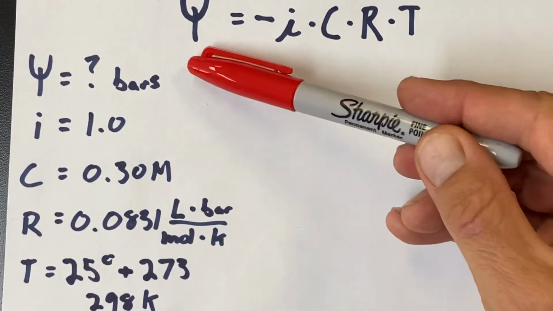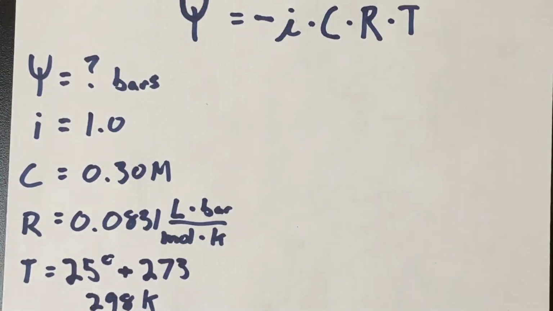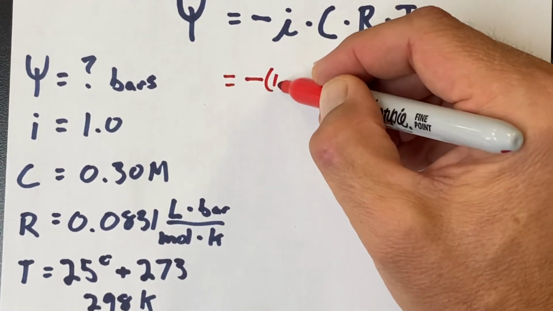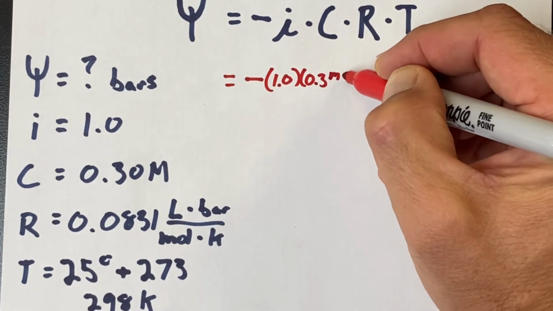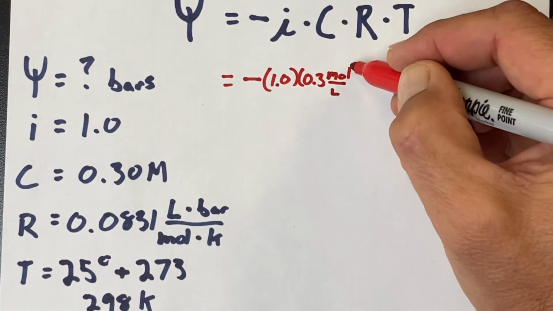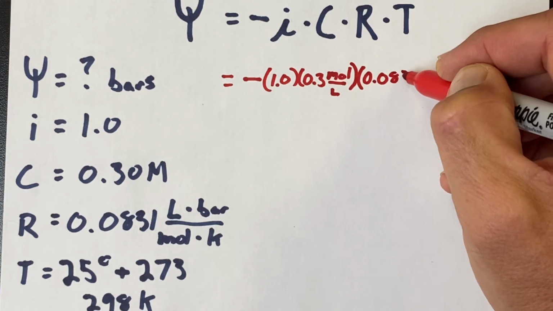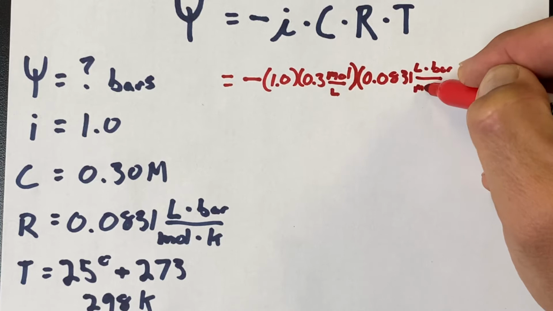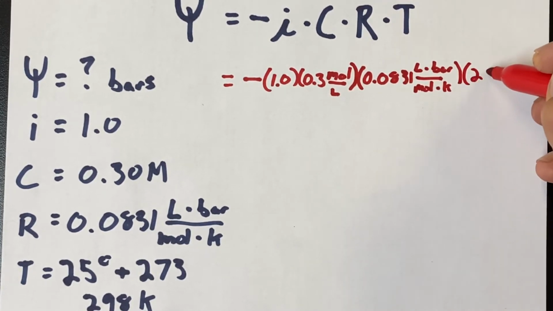Okay, now we're set to solve this. Thankfully, I don't have to do any algebra. Everything is where it's supposed to be. I just need to plug into this equation, being very careful not to forget that negative. So I say 1.0 times 0.3 molar, which is moles over liters, and I just do that to help me keep track of my units, times 0.0831 liters bar over moles Kelvin, and temperature is 298 Kelvin.